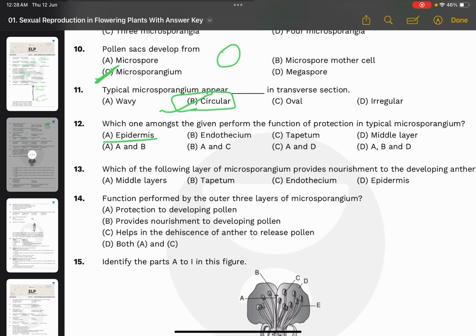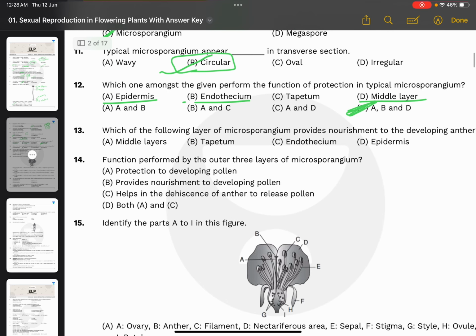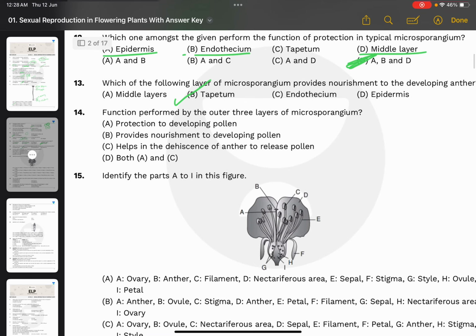So this performs the function of protection, this performs protection, and this. So A, B and D. This is the D option, which is correct. Which of the following layers of microsporangia provides nourishment to the developing anther? This is the tapetum. Function performed by the outer three layers of microsporangia is protection to the developing pollen. Provide nourishment, this is wrong. Help in digestion of the anther, this is right, both. So this is the correct answer.